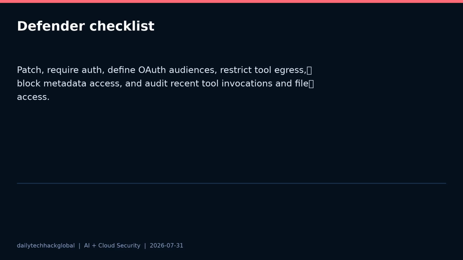Today's defensive checklist: upgrade Google MCP Toolbox, ComfyUI to 0.28.0, and Chrome to 151.0.7922.72 or later, block unauthenticated access to MCP and ComfyUI endpoints, require OAuth audience and client ID checks, place agent tools behind explicit authorization, restrict egress to approved destinations, keep cloud metadata services unreachable from AI tool runners, treat uploaded SVG and HTML as dangerous content, and audit recent tool invocations, OAuth configuration changes, uploads, workflow changes, model preview paths, and model file access. Sources are in the description.